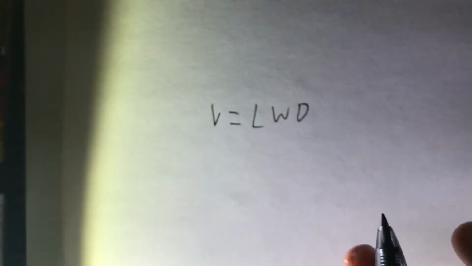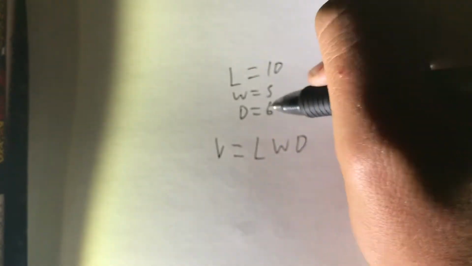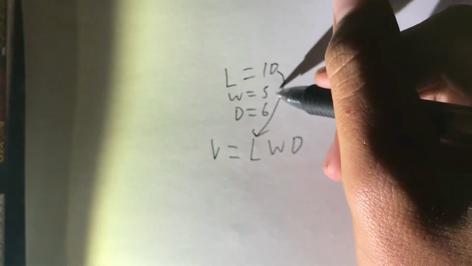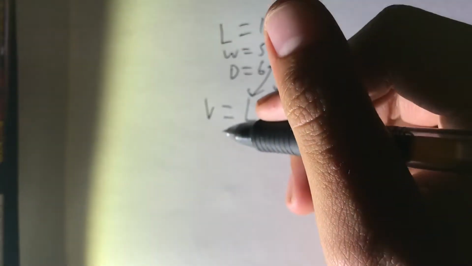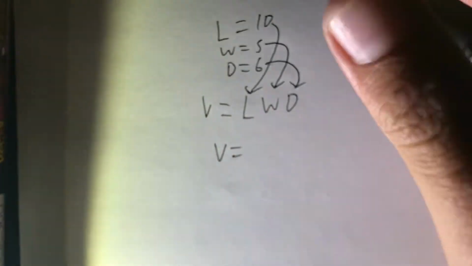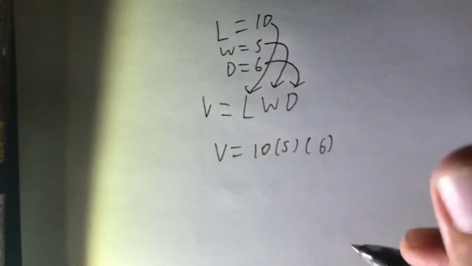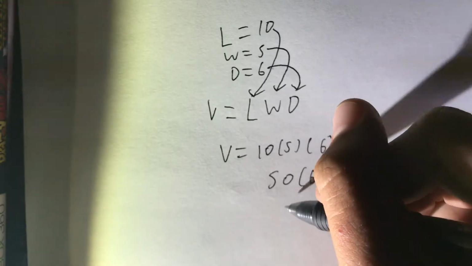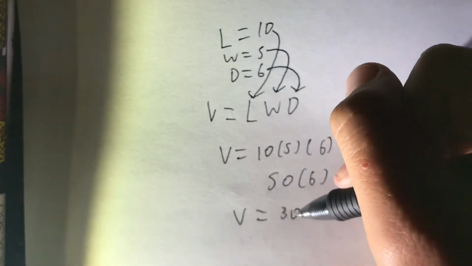So let's plug some values in. If I tell you that length is equal to 10, width is equal to 5, and depth is equal to 6, here's what we're going to do. We're going to plug this 10 in for L, this 5 in for W, and the 6 in for D. So here we can say that volume is equal to 10 times 5 times 6. Let's multiply that. So 10 times 5 is 50. 50 times 6 is 300. So V, we now know, is equal to 300.